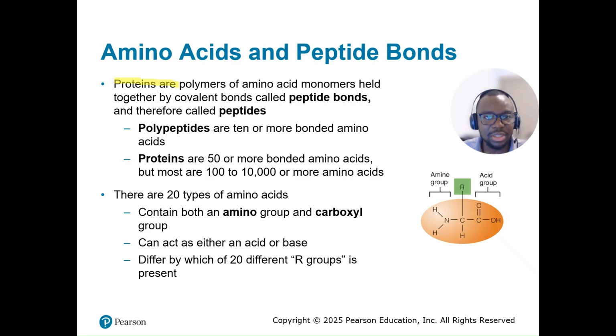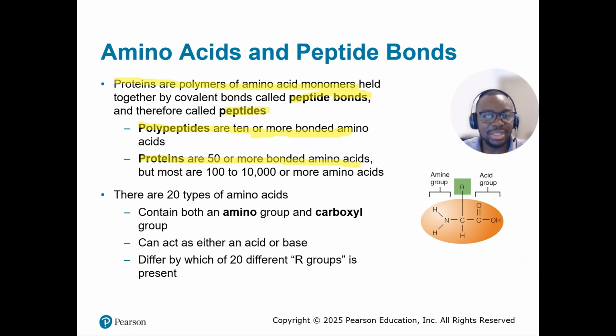Proteins are polymers of amino acid monomers held together by a special covalent bond called the peptide bond. So because of this, proteins are generally called peptides. Polypeptides are 10 or more amino acid chains bonded together. Proteins are up to 50 or more amino acid chains bonded together and each held by peptide bonds.